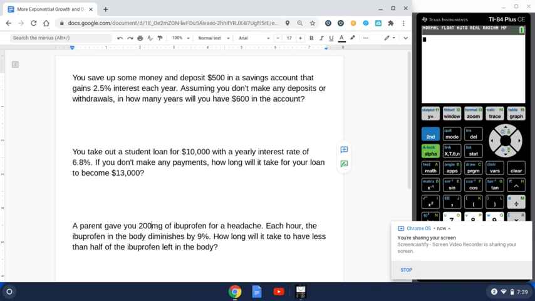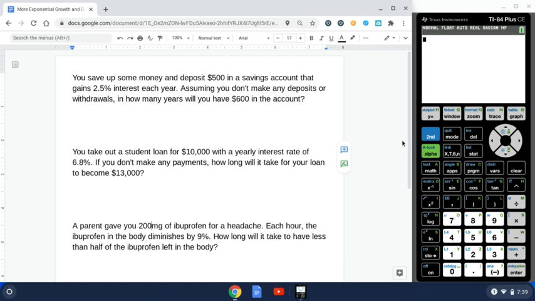So today we're going to do some more exponential growth and decay. These are similar to the ones that we did last class on finding the time value t in our calculator.